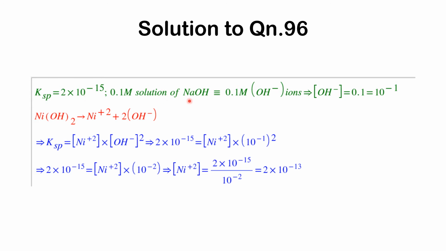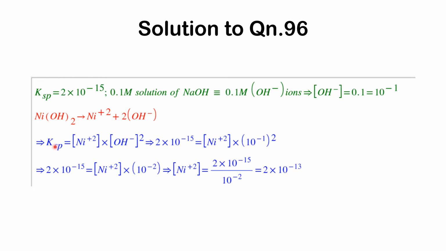0.1 molar solution of sodium hydroxide na என்ன அர்த்தம்னா 0.1 molar hydroxyl ions னு அர்த்தம். So the concentration of hydroxyl ions is 0.1 M. So it's equal to 1 by 10. So it's 10 power minus 1. So nickel hydroxide நான் எப்படி dissociate பண்ணலாம்னா into a nickel ion and 2 hydroxyl ions. So solubility product என்ன வரும்னா for the dissociation of nickel hydroxide, it's KSP is equal to concentration of nickel ion into concentration of hydroxyl ion the whole square.